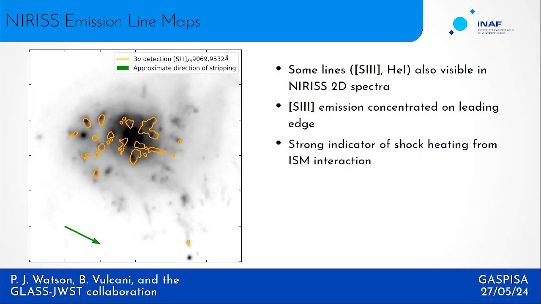We do get NIRISS out of this. We actually have sulfur-3 and helium-1 emission lines, all concentrated on the leading edge of the galaxy, seeming to indicate shock heating from the ISM interaction.